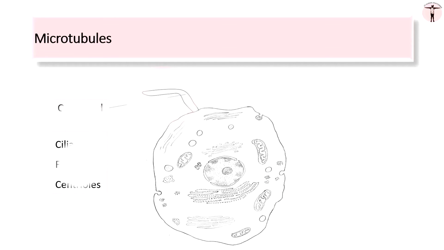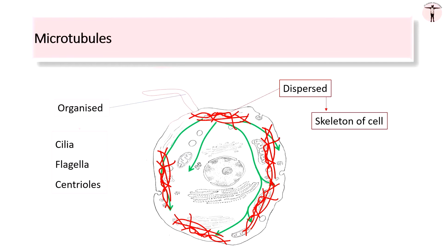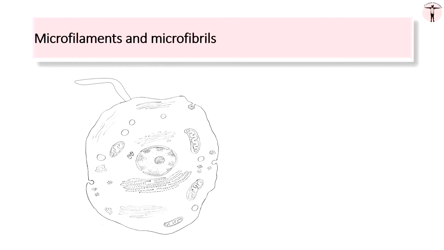Cilia, flagella and centrioles are organized types of microtubules. The dispersed microtubules are present as a network of tubules beneath the cell membrane and act as the skeleton of the cell and help in transport of the substances including the macromolecules throughout the cytoplasm.